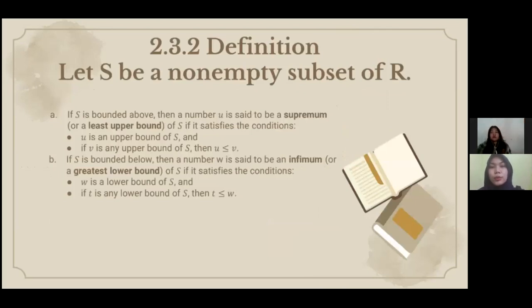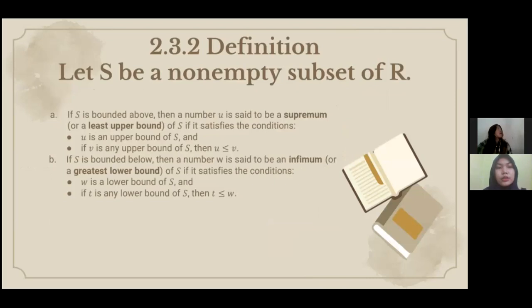Next is Definition 2.3.2. Let S be a non-empty subset of R. A, if S is bounded above, then a number u is said to be a supremum or a least upper bound of S if it satisfies the conditions.